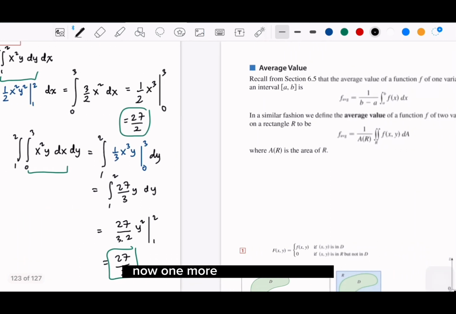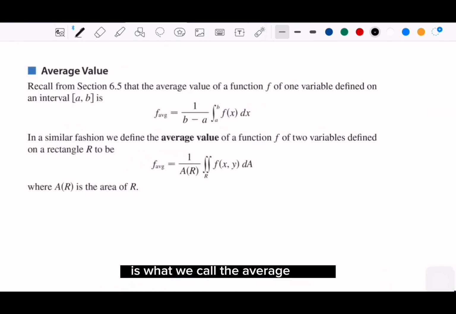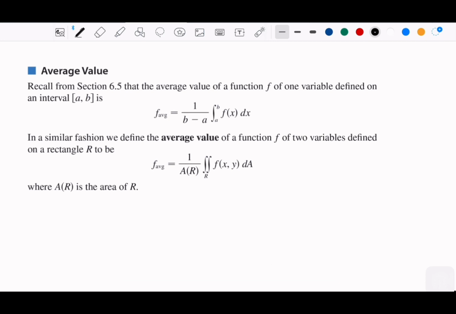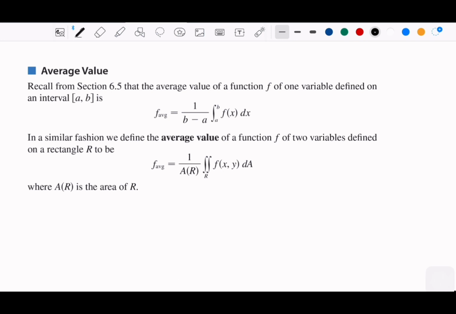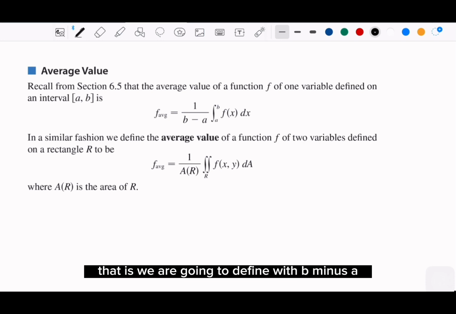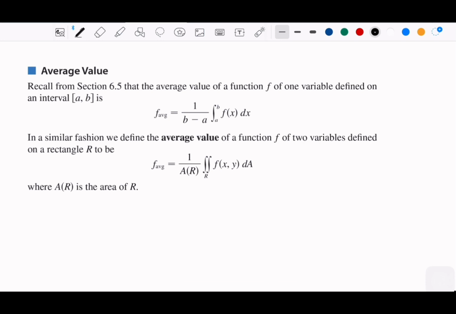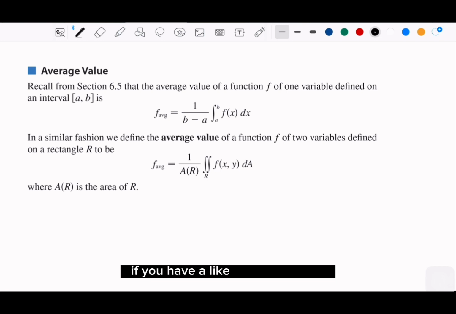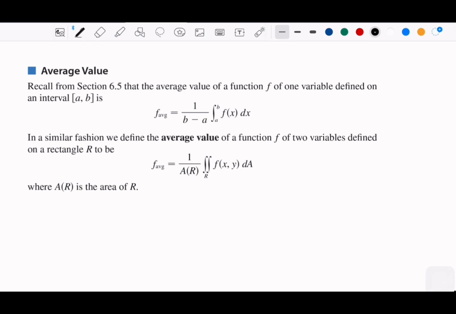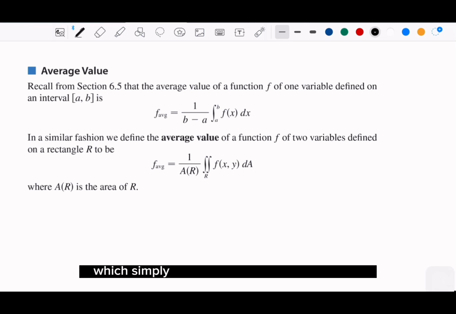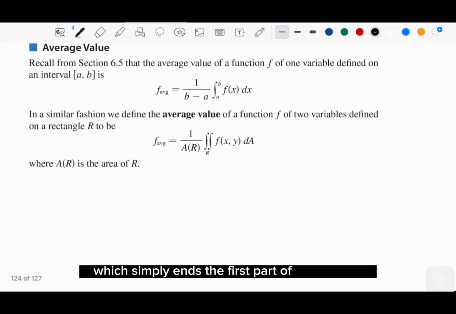Now one more note on this part is what we call the average value. It is quite similar to what we have in calculus 1. In calculus 1, we divide by b minus a, which is simply the distance. Just like if you have 10 data points, you divide by 10. But now, since we are in a function of two variables, we divide by the area, with 1 over A, which ends the first part of the chapter.